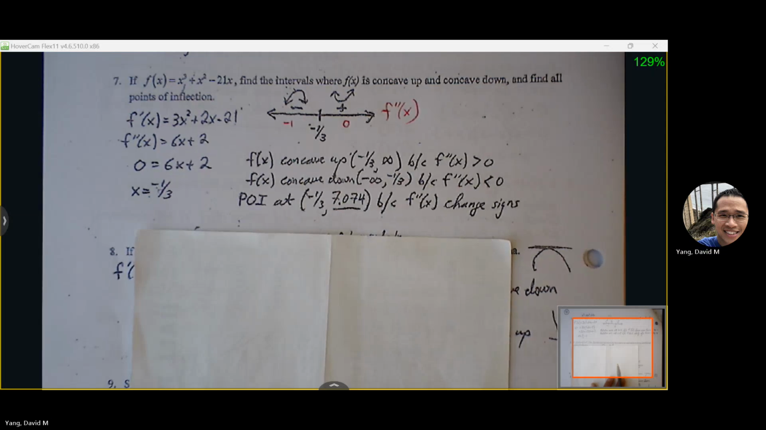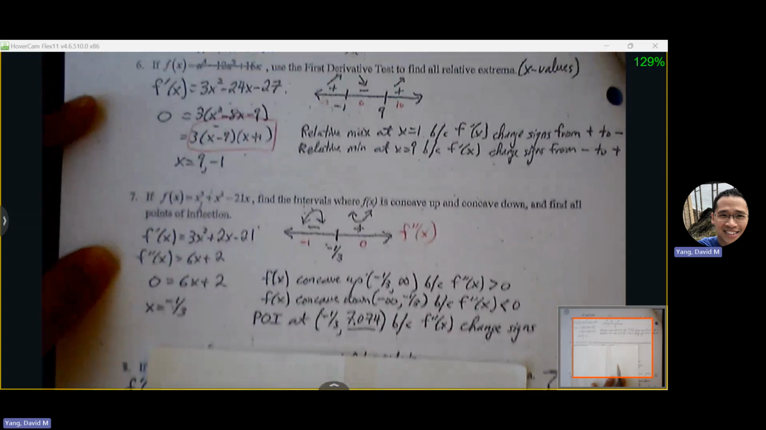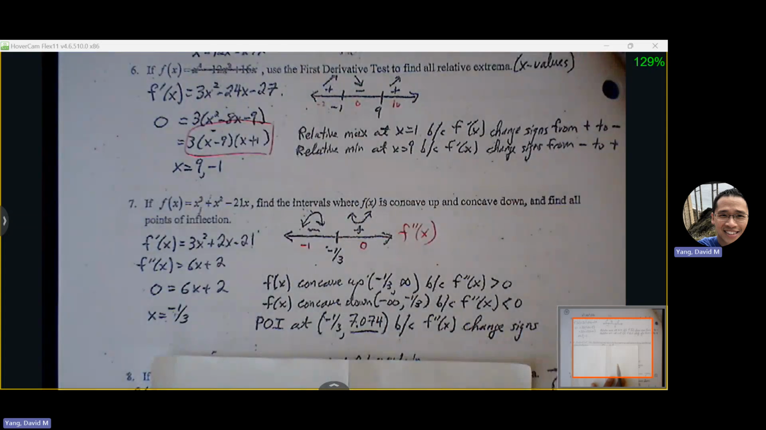All right, are we okay with 6 and 7? I think these are the problems that are most straightforward: creating the sign lines and just pulling information from the sign lines. So hopefully we feel okay about that.